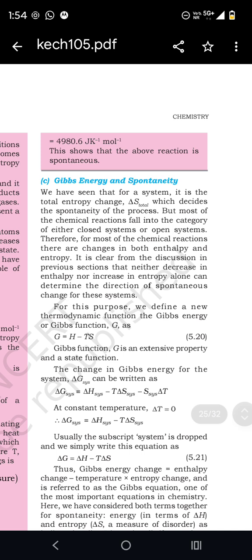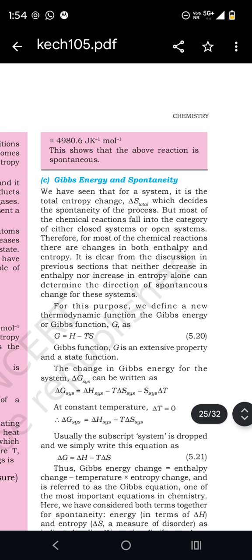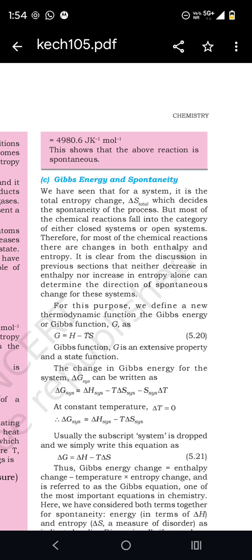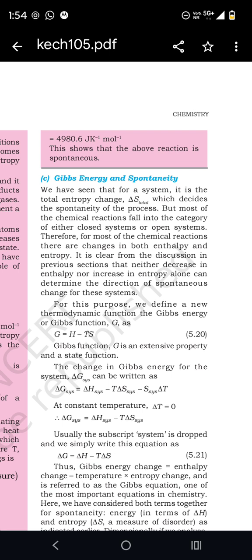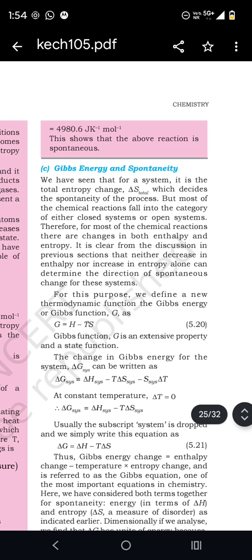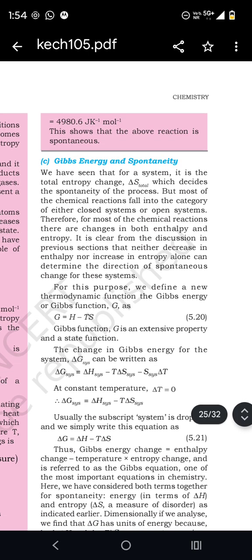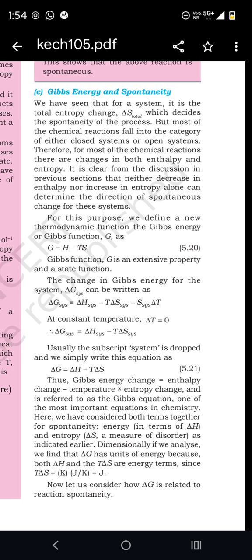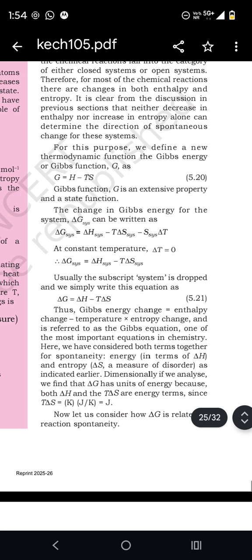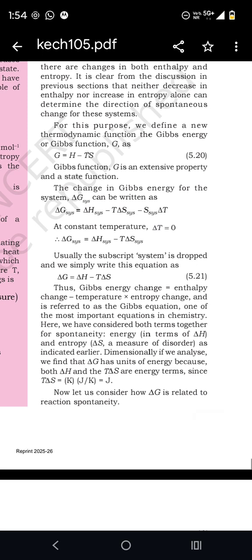Gibbs free energy and spontaneity. We have seen that for a system, it is the total entropy change, delta S, which decides the spontaneity of the process, but most chemical reactions fall into the category of either closed systems or open systems. Therefore, for most chemical reactions there are changes in both enthalpy and entropy. It is clear from the discussion in previous sections that neither decrease in energy nor increase in entropy alone can determine the direction of spontaneous change for a system. G is equal to H minus TS.